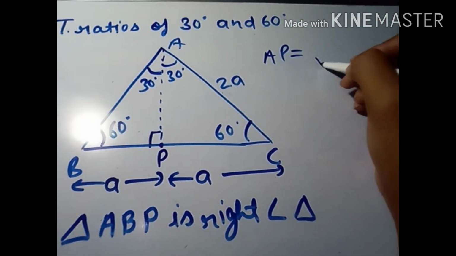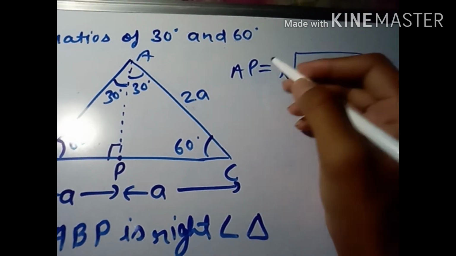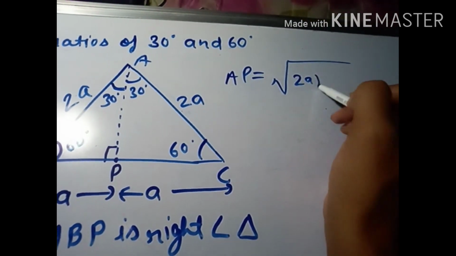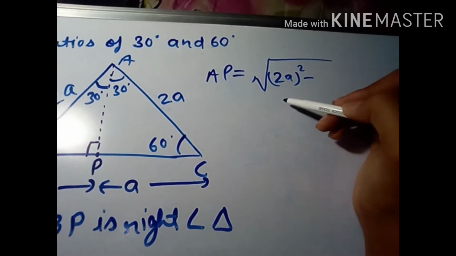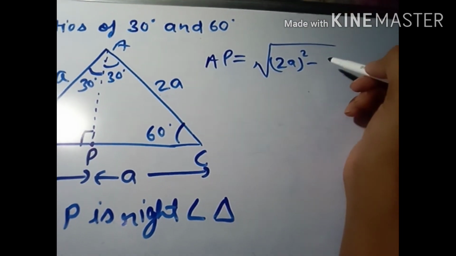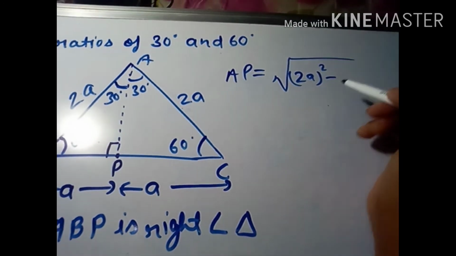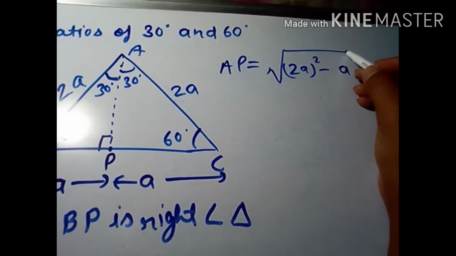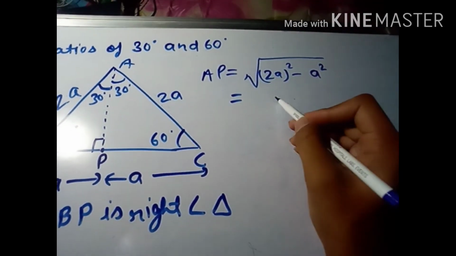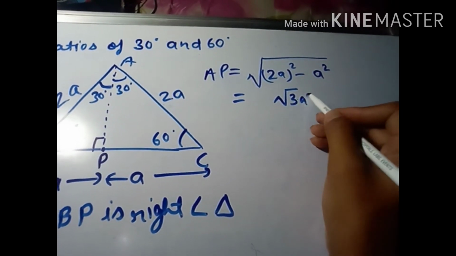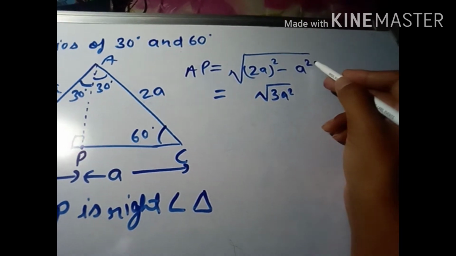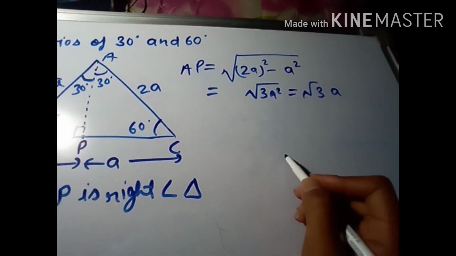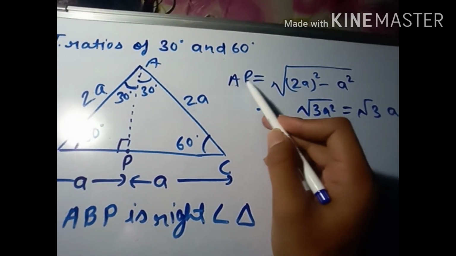This is so simple. You have done it earlier. AP will be equal to, this side length is 2a, so (2a) square minus, you can do this work in your copy along with me, (2a) square minus how much? a. (2a) square minus a square. 2a square becomes 4a square, 4a square minus a square becomes 3a square. This gives root 3a. Understand? Now you have the length of AP.